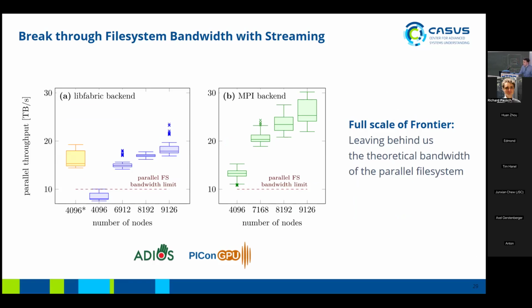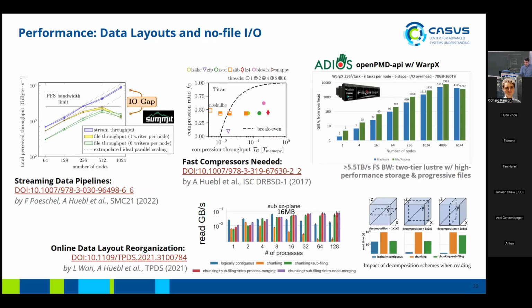Also, in one of those cases, we have a new network. How do we deal with it? We didn't need to change code in PIConGPU, but we needed to add a backend for it in ADIOS. Yeah, some more performance results. We are going to talk about these in the top row tomorrow.